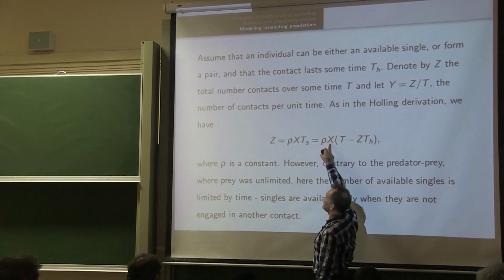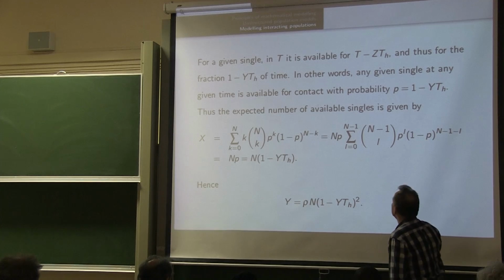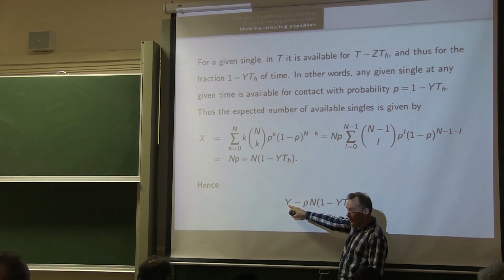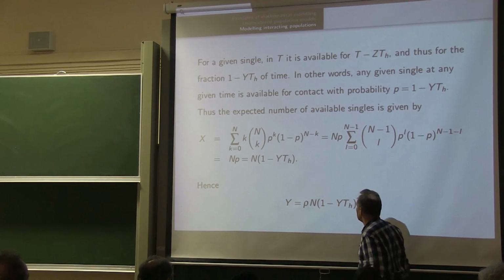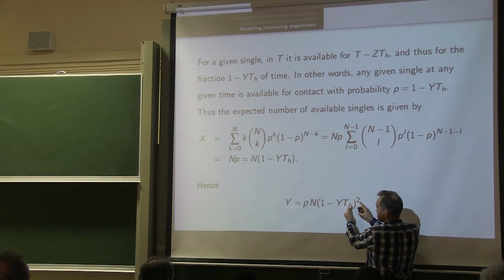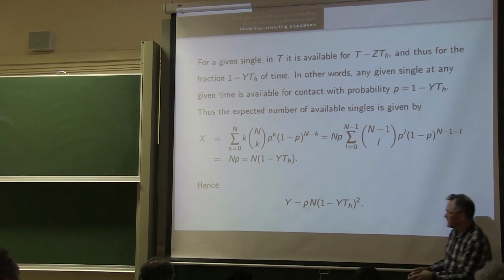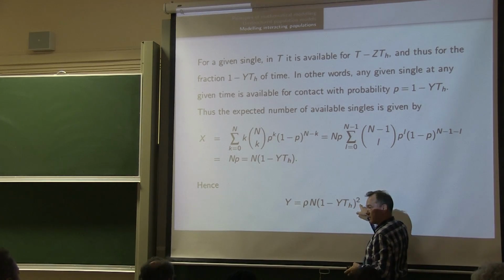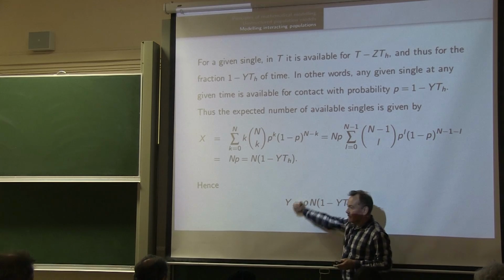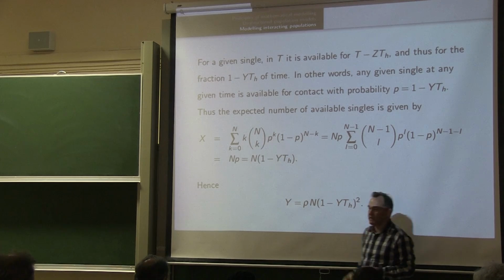If you accept this fact, then we can return to this formula and replace the average number of available singles by this formula, which gives the average number of contacts per time to be n times 1 minus yth squared. Here you can see the difference with Holling. In Holling, it was a linear relation. Here you have an additional square, because to a certain extent, in epidemiology, prey and predator are drawn from the same population. So this is slightly different.